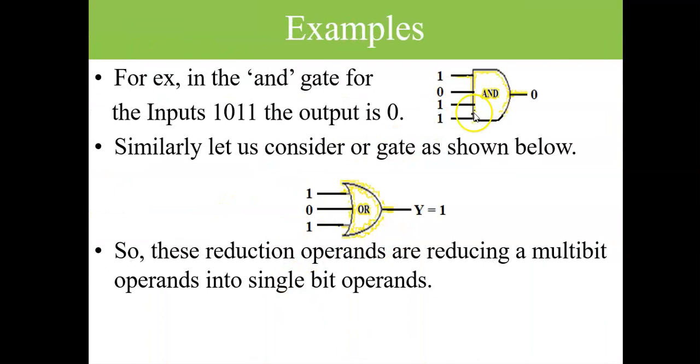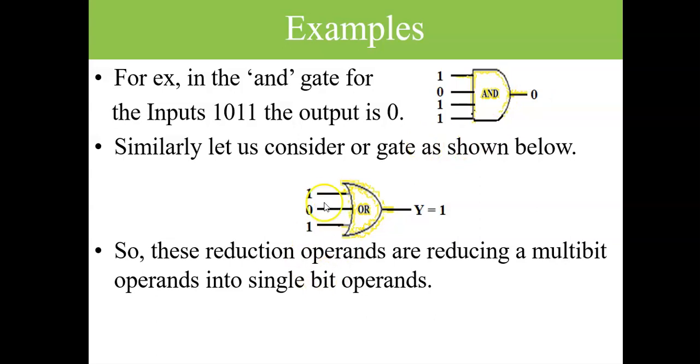So I have taken a simple example here. I have taken an AND gate where the inputs are 1, 0, 1, 1. You can also call in hardware a 4 input AND gate. What will be the result according to AND? Even if one of the data is 0, the output is 0. So 1, 0, 1, 1 is reduced to 0. That's why they are called reduction operator or reduction operation.